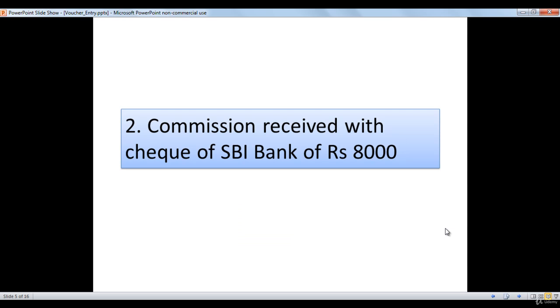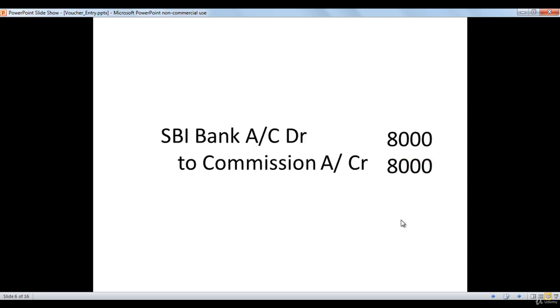The next statement is commission received with check of SBI Bank of rupees 8,000. It is very easy to understand because we have received something. From the company's point of view, they have received a commission in the form of check. Of course, it's not on credit, they have realized it in the form of bank. So the entry is going to be SBI bank account debit to commission, and of course it's a receipt voucher. So the shortcut is F6.